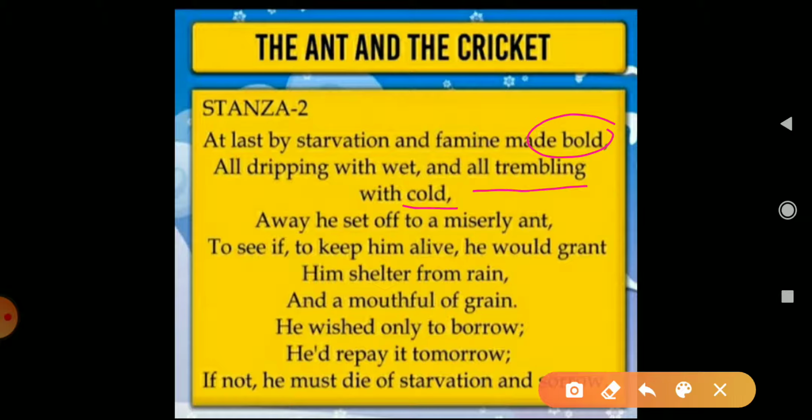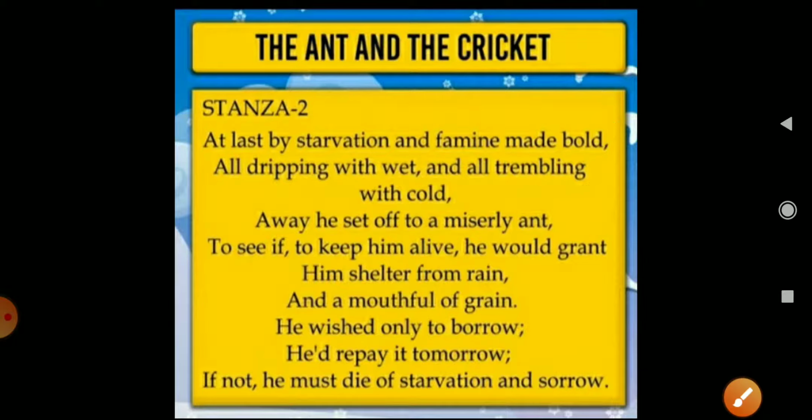And then he decided that if the ant grants me shelter and food, then I will repay it tomorrow. Whatever help the ant has given me, I will repay it tomorrow. Otherwise I will die because of the chilling cold, hunger and sorrow. If the ant will not help me, then I will die because of starvation and the chilling cold. So this is in the second stanza.